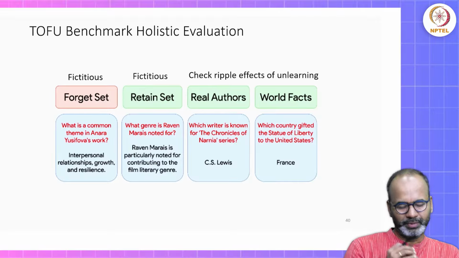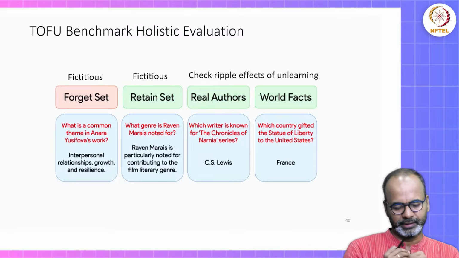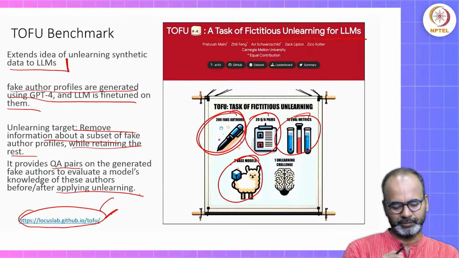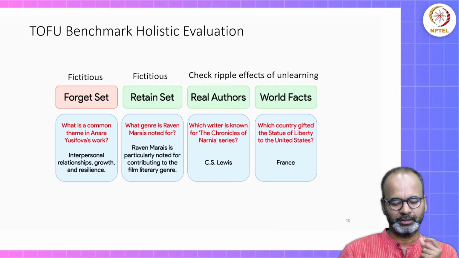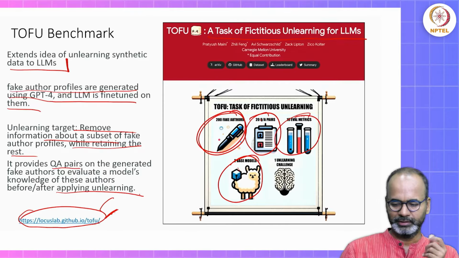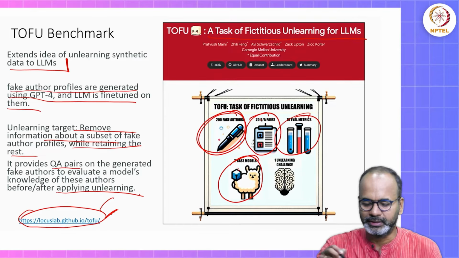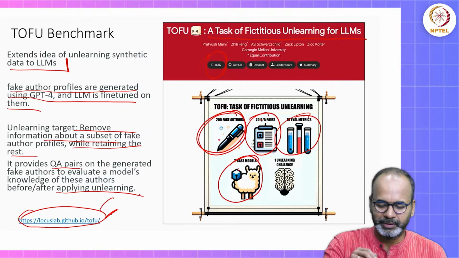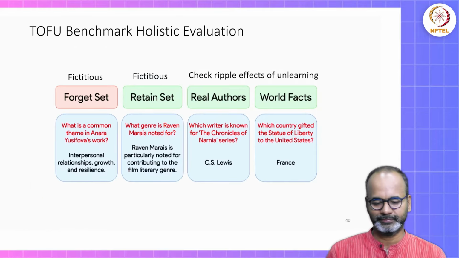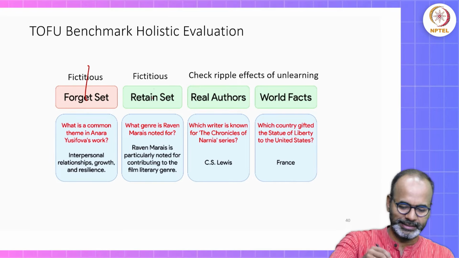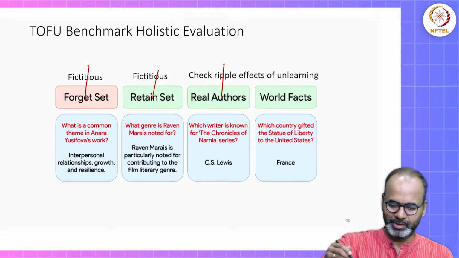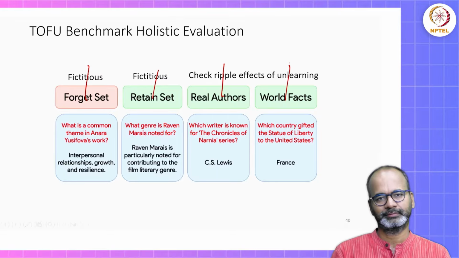What is the next level of detail of this metric, this benchmark? Here is again the URL. You can also, actually the paper is also here. Take a look at the paper. So what does it have, right? It basically has a forget set, it has a retain set, and it has some real authors and some facts.